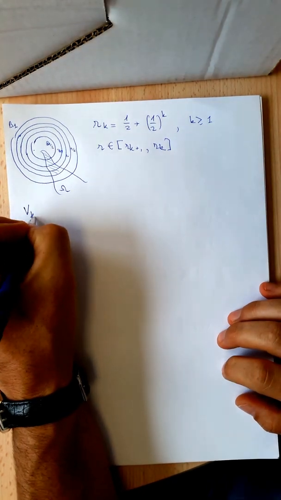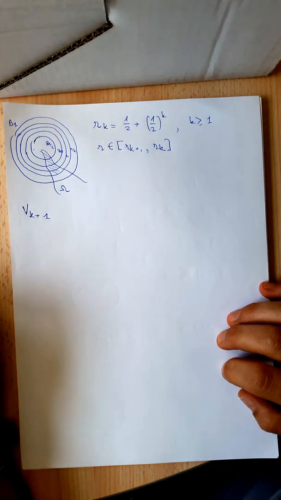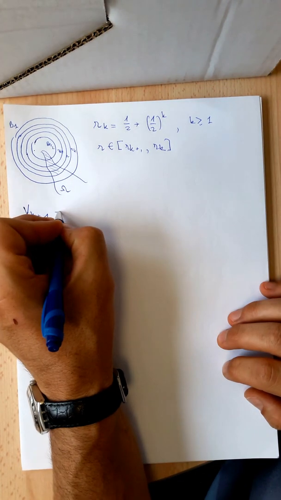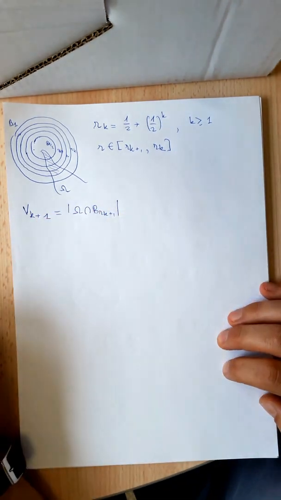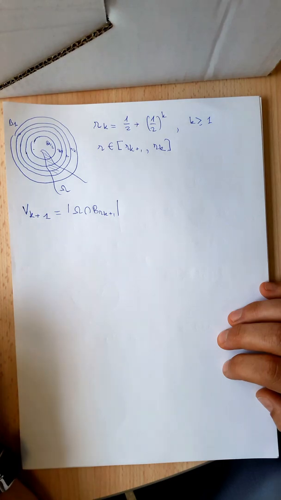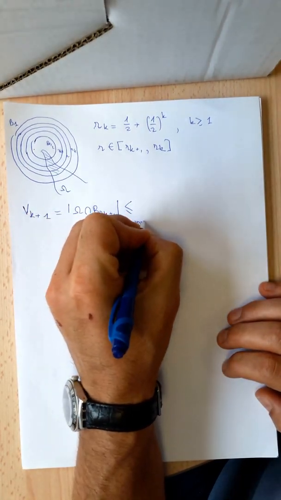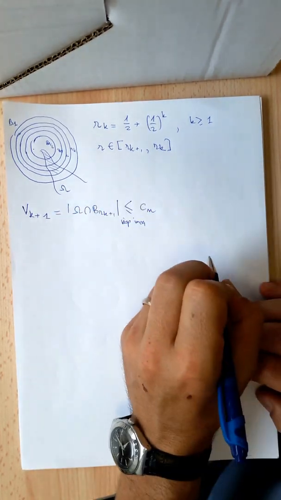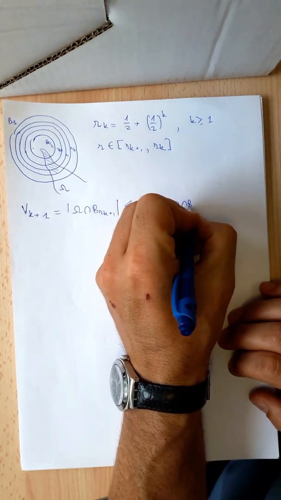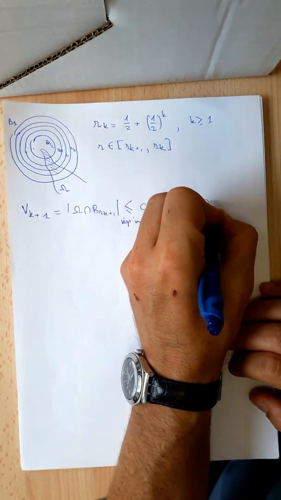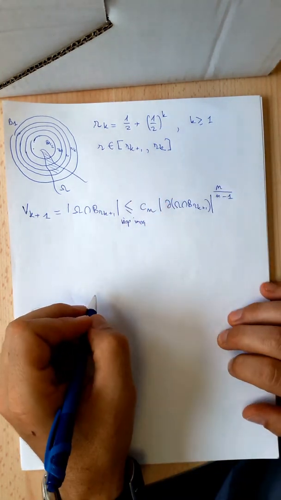Let's look at the volume of the domain contained in the smaller ball B_{r_{k+1}}, and let me call that v_{k+1}. So this is the volume of omega inside B_{r_{k+1}}. And the first thing I can say is that I can use the isoperimetric inequality to say that this is bounded by a constant depending on dimension only times the area of the boundary of that same domain to the correct power n over n minus 1.